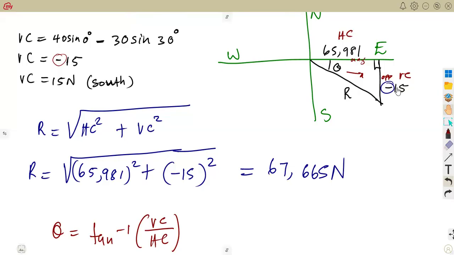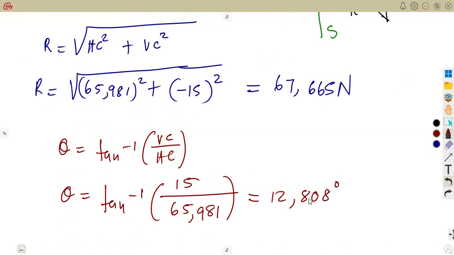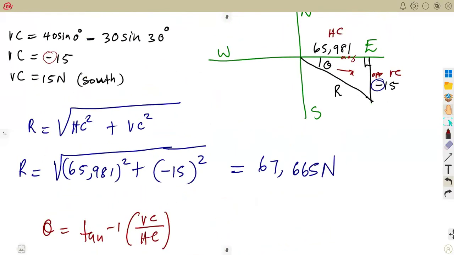So it's 15 over 65.981, as positive as they are. Remember, this was 65.981. That is going to give us the value of theta, which is 12.808 degrees. The direction is in the fourth quadrant. We are moving from east to the south, or it is south to the east. So this is what I was explaining now.